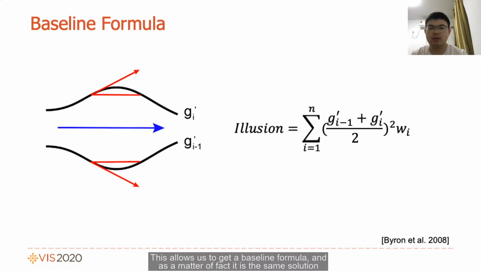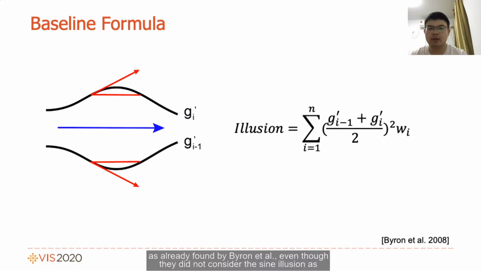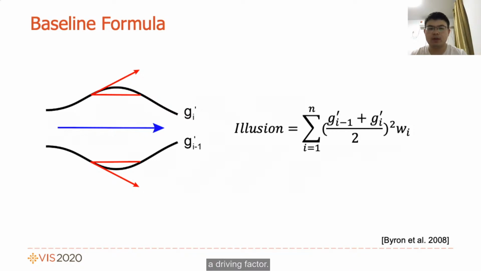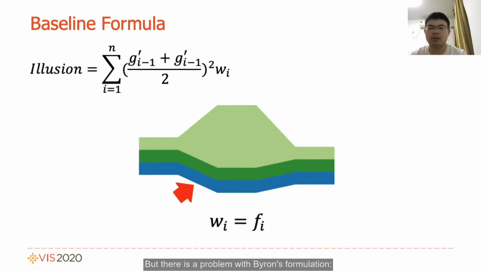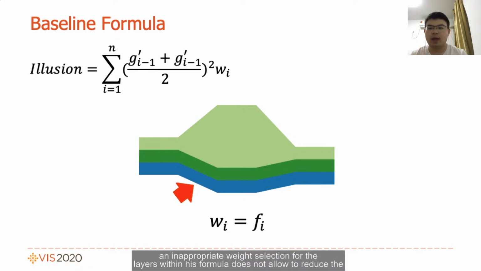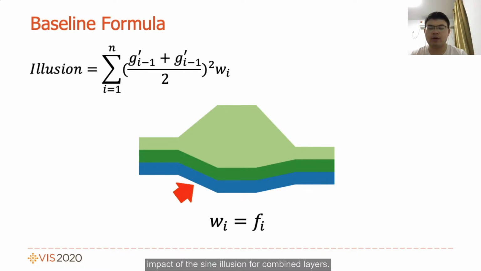This allows us to get a baseline formula, and as a matter of fact, it is the same solution as already found by Byron, even though they didn't consider the sine illusion as a driving factor. In addition, this baseline formula allows us to get visually pleasant results. But there is a problem with Byron's formulation. An inappropriate weight selection for the layers within his formula does allow to reduce the impact of the sine illusion for combined layers. They simply use the layer thickness as a weight for each layer.